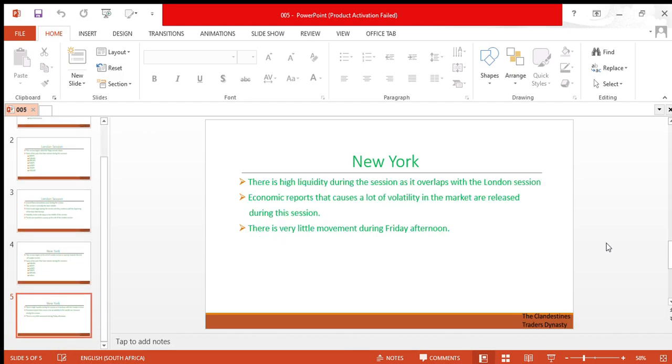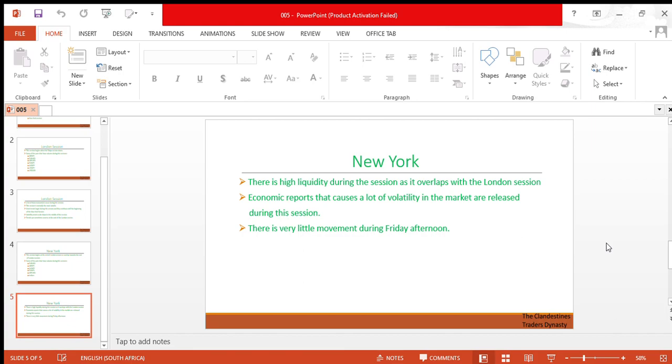There is high liquidity during the session as it overlaps with the London session. Economic events or reports that cause a lot of volatility in the market are released during this session. Economic reports such as CPI and NFP are released during the New York session, and they can have a high impact.